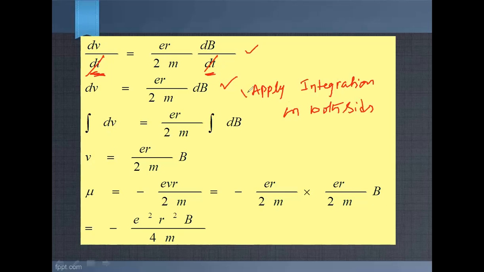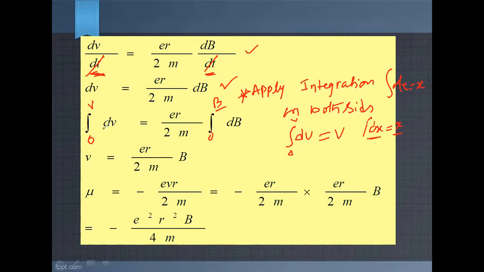Okay. So when I apply the integration, what happens? Here you have two limits: 0 to v, and here 0 to B. The maximum velocity is v, and the field varies from 0 to B. When I apply the integration to dv with limits 0 to v, I'm going to get v only, right? Because you know the integration of dx is x only. When I do dy, y. So it gives the total area basically.